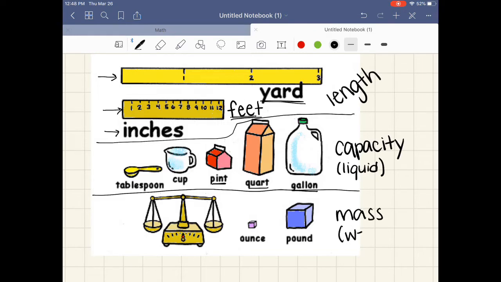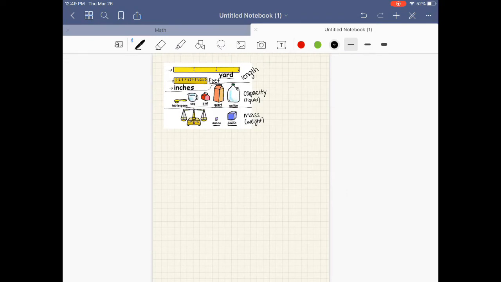Next, we have mass. Mass has to do with weight, how much something weighs. We measure things typically in pounds and ounces. Pounds are heavier than ounces. Those cubes are just there to represent how much heavier a pound is than an ounce. You might weigh produce at the store. You might weigh your baby brother at the doctor's office. You might weigh yourself. But mass is the measurements having to do with weight.